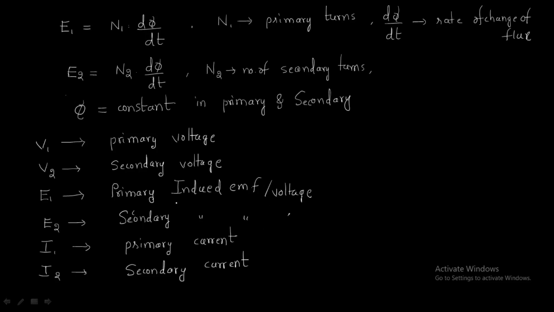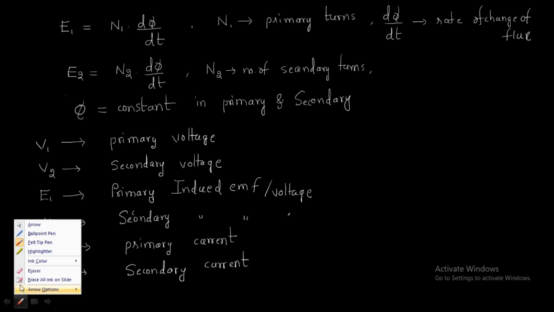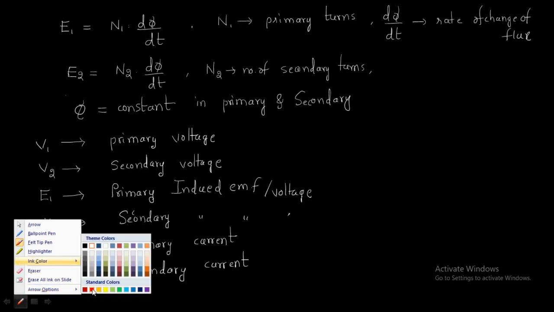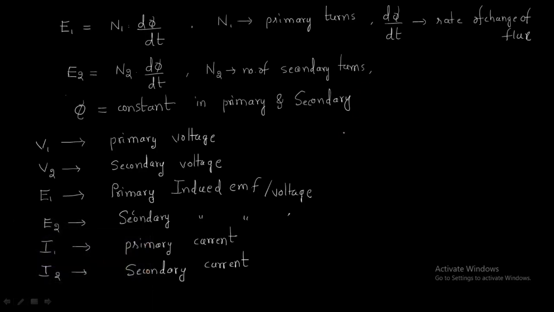These are the quantities. We have a relation between these V1, V2, E1, E2, I1, I2. That relation represents the transformation ratio. We can call it the transformation ratio.